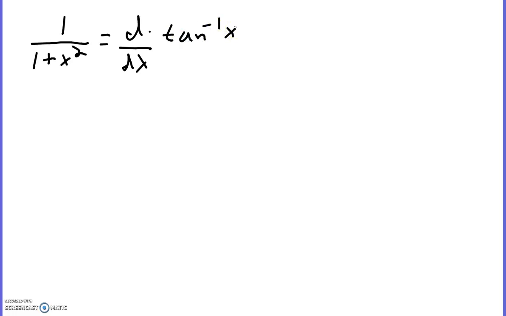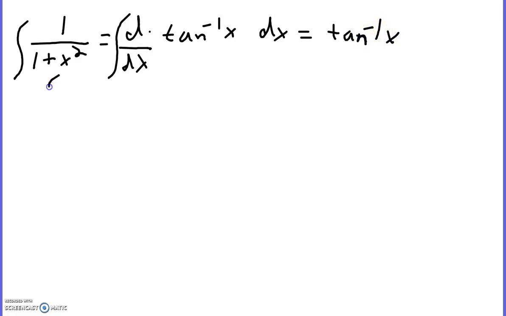An inverse tangent's derivative is this, which means that the integral of this with respect to x is equal to inverse tangent. That was a big negative one there. Sorry, guys. So what does that mean?